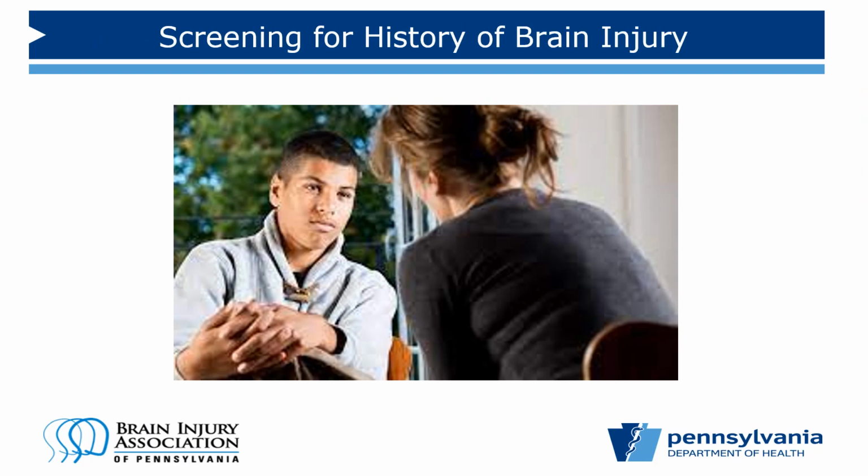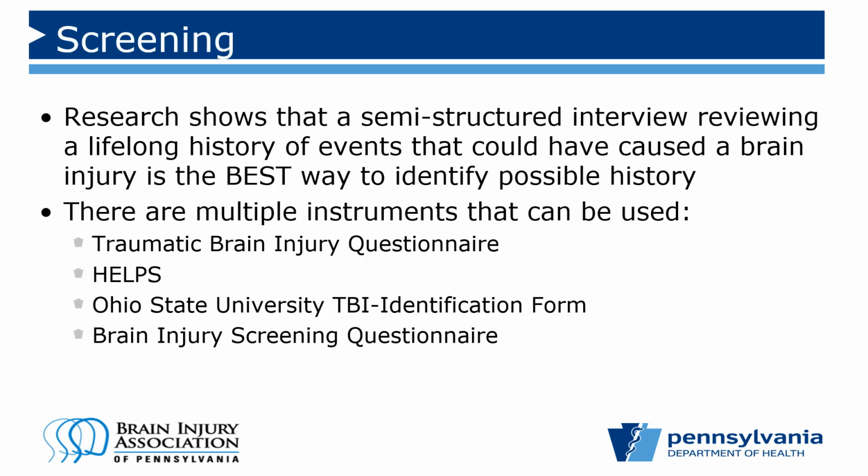So now that we know there's a lot of brain injury that is not identified, how do we go about screening for that history of brain injury? Research indicates that the very best way for us to screen for a history of brain injury is to do a semi-structured interview where we literally ask an individual whether or not they've ever had events that are likely to cause brain injury. There are a number of structured interview instruments that can be used, and you'll see 4 of them listed on the screen.